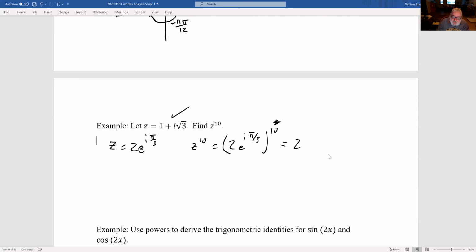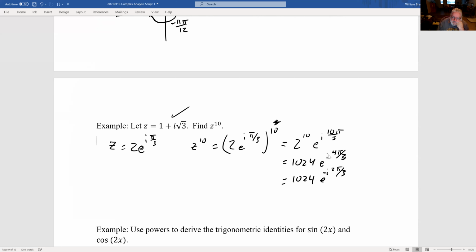So what do we get? 2 to the 10th, e to the i 10 pi over 3. Right, and 2 to the 10th we know is 1024. 10 pi over 3 is the same thing as 4 pi over 3, because you can just subtract off a 2 pi. And to put it in its principal argument, that will be minus 2 pi over 3.